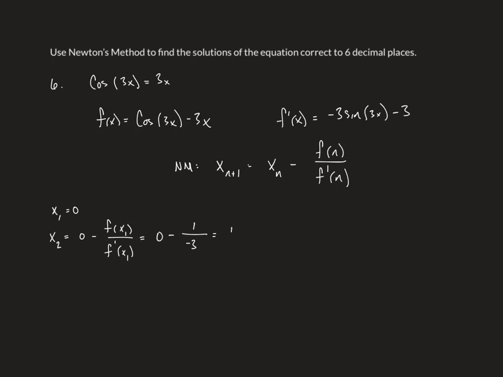So I end up with 1/3, or approximately 0.3333, repeating, and I'm just going to show 6 decimal places because that's eventually what I'm trying to get to, right?